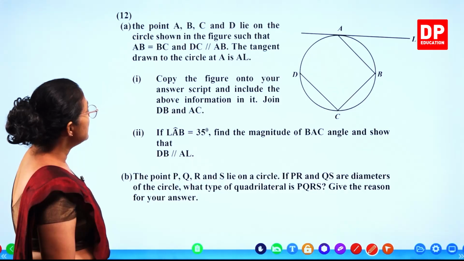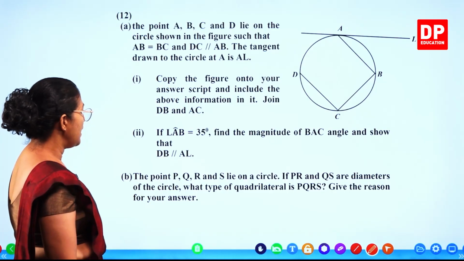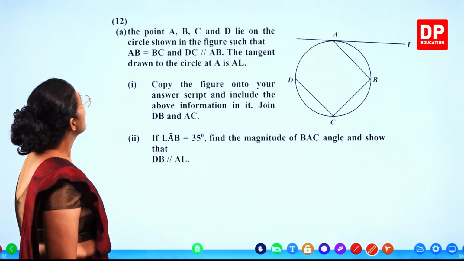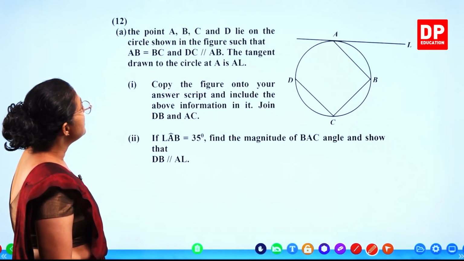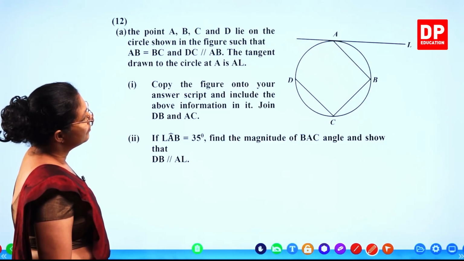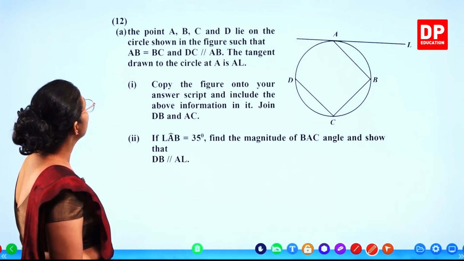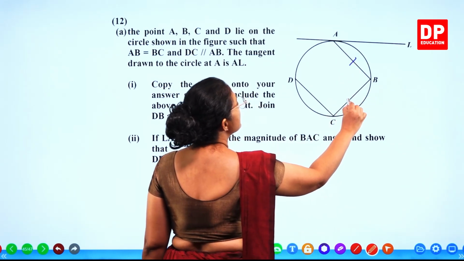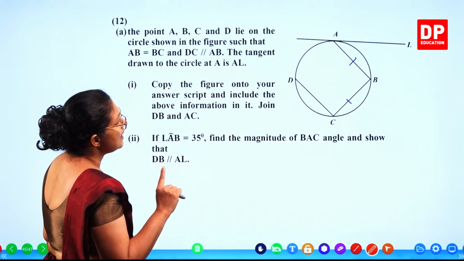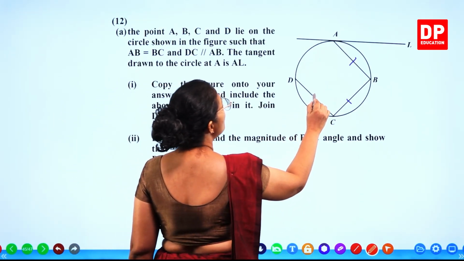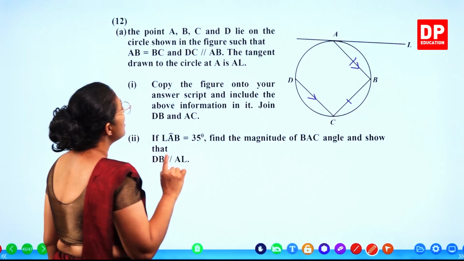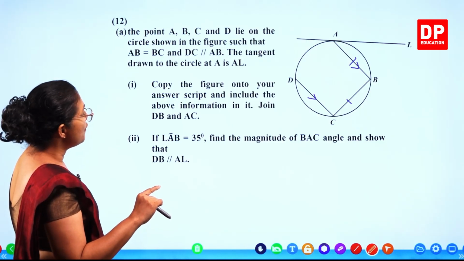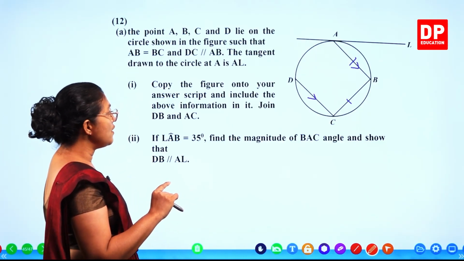It's about circle theorems, and there's a proof question as well. The points A, B, C and D lie on the circle. It's already shown in the diagram. AB equals BC, so you can mark like that. And DC is parallel to AB. The tangent drawn to the circle at A is AL. Copy the figure onto your answer script and include the above information in it.